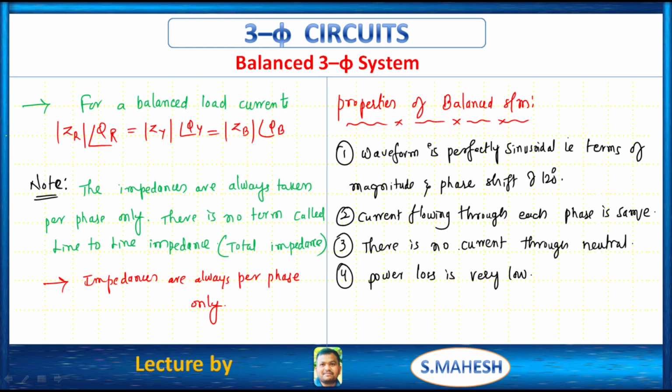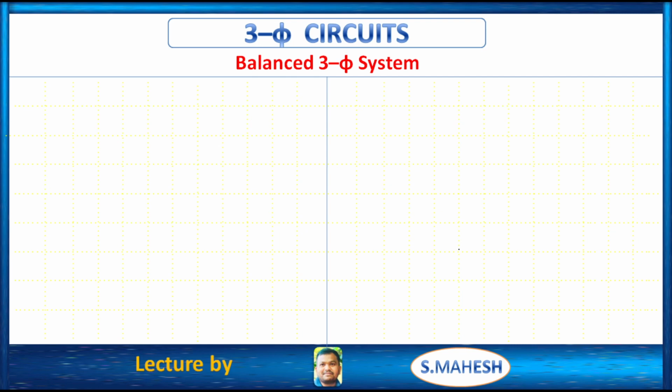Okay. Now we have to write the summary of balanced system with respect to all types of currents: line currents, phase currents, line voltages, phase voltages. Okay. The first one is star connection. Later we will discuss delta connection. Okay. Summary.